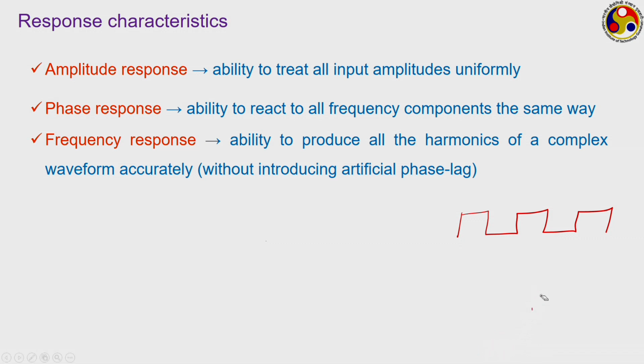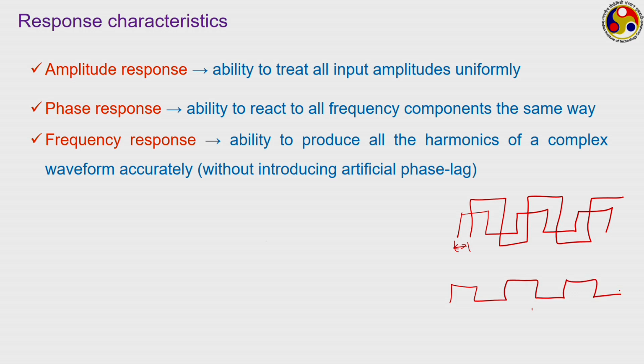Suppose your input signal is a combination of two square waves, this is one, and another square wave which is lagging this one by a certain distance, this is the lag. But if the system has a poor frequency response, in the output this is what we are going to get for the first one, and the second one may lag it by a larger fraction. So, in the output signal you are getting this much phase lag, but in the true input signal you have only this much phase lag. So, you are getting a wrong representation from the output device.